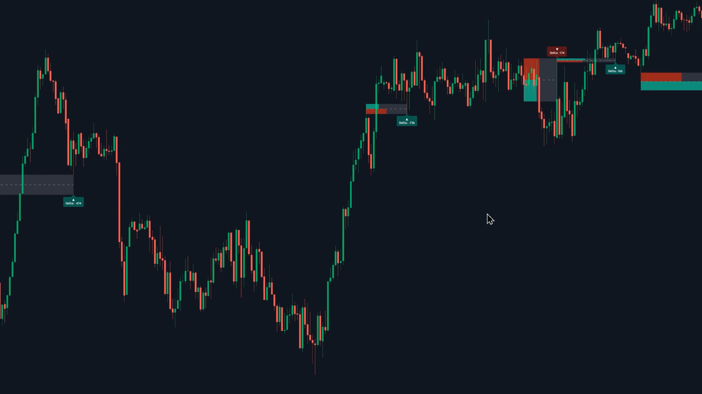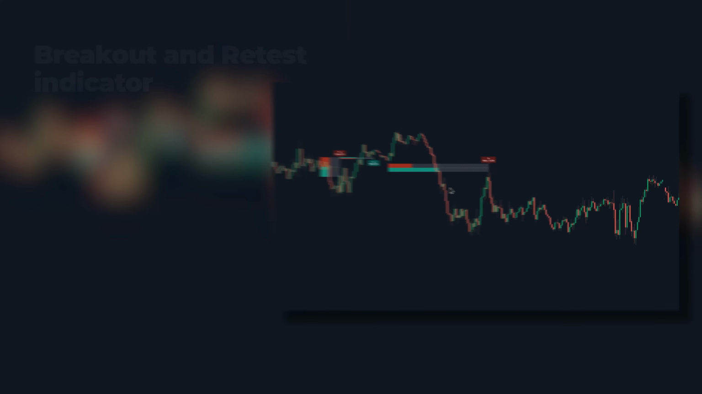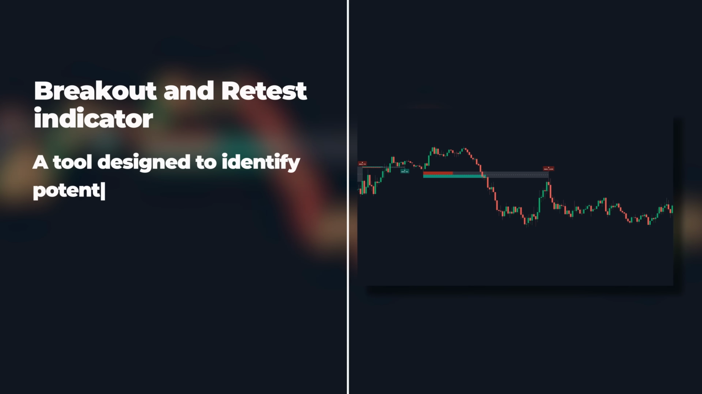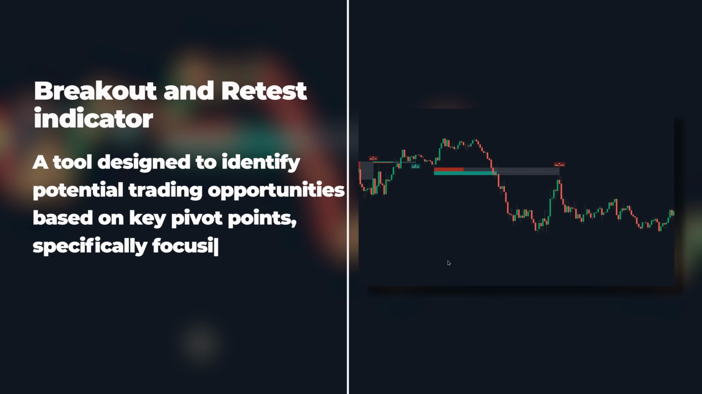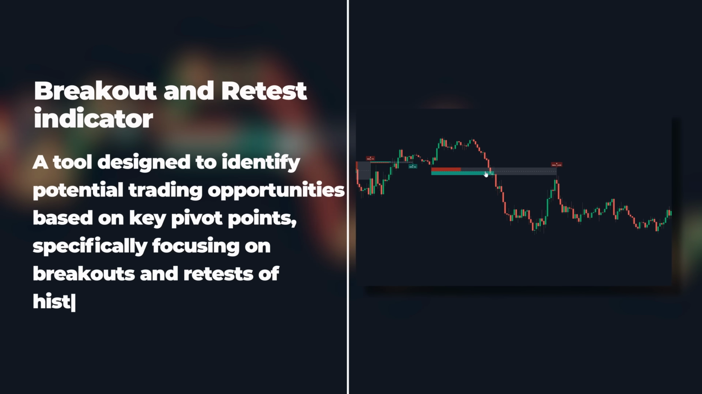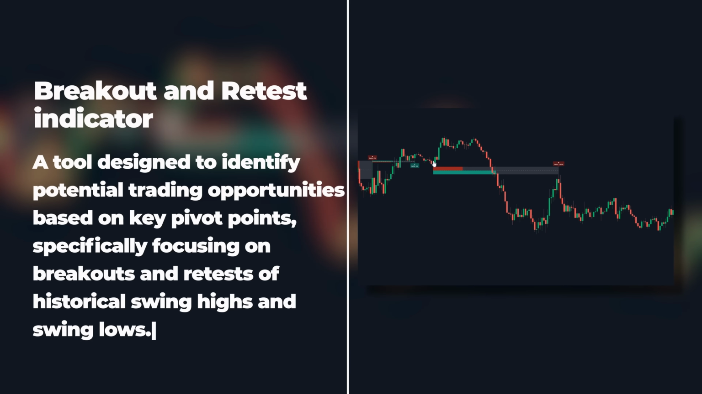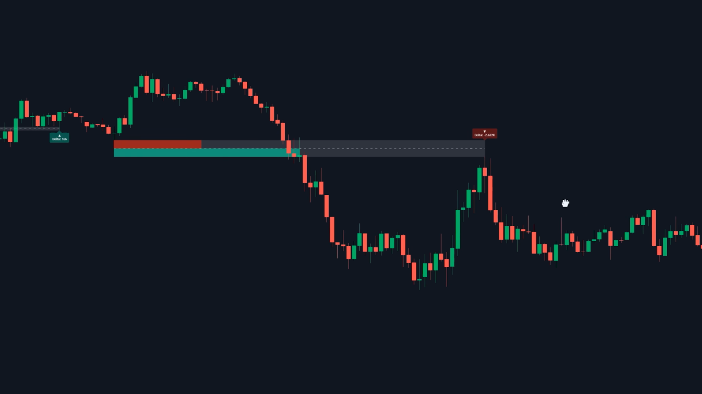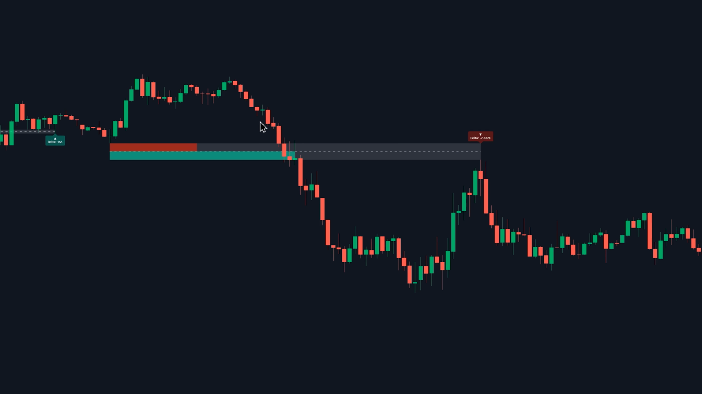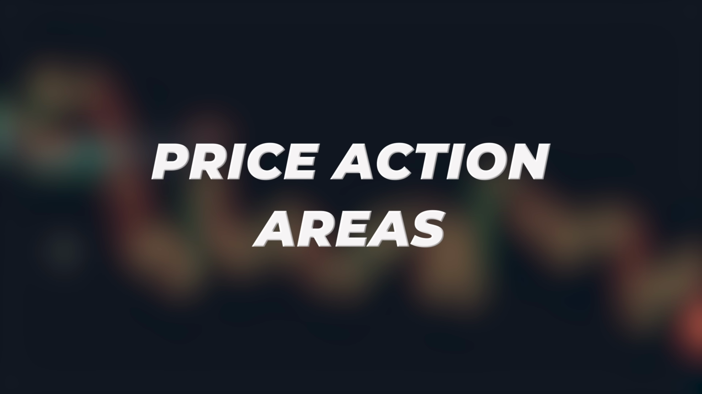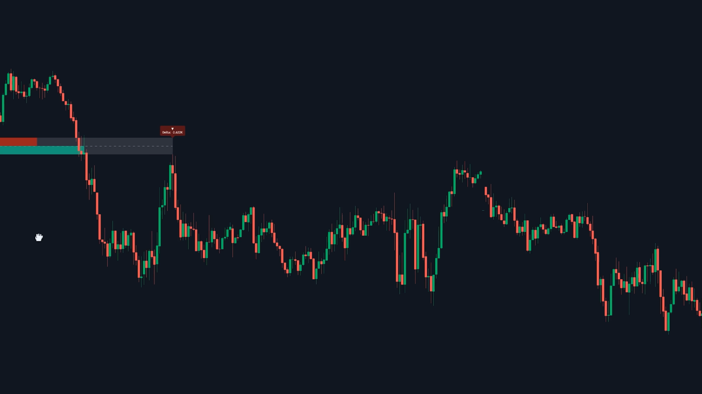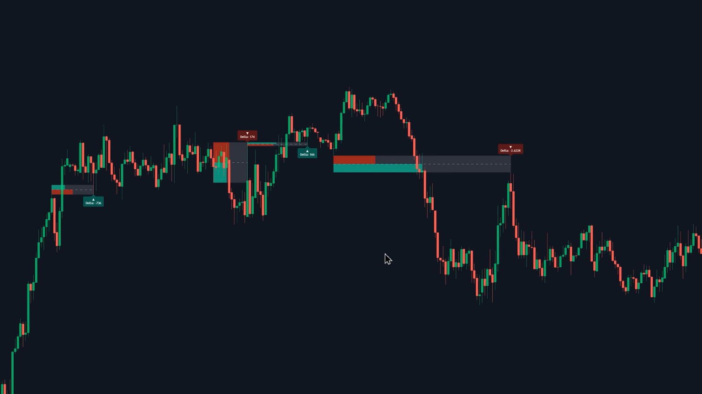Ladies and gentlemen, this is the all-powerful Breakout and Retest indicator. It's a tool designed to identify potential trading opportunities based on key pivot points, specifically focusing on breakouts and retests of historical swing highs and swing lows. It combines pivot point analysis with dynamic volatility and volume confirmation, providing traders with clear visualization of critical price action areas. As you can see, it's a super simple indicator, which is made up of the following components.